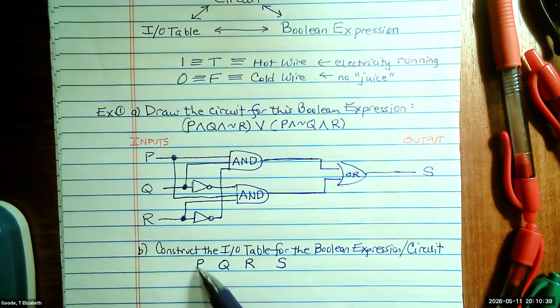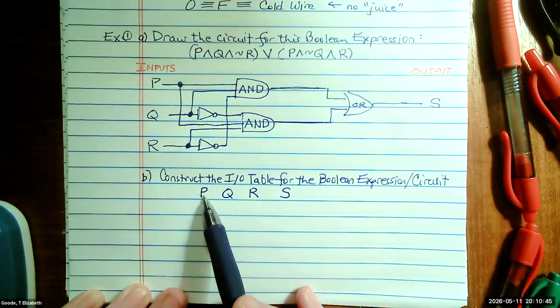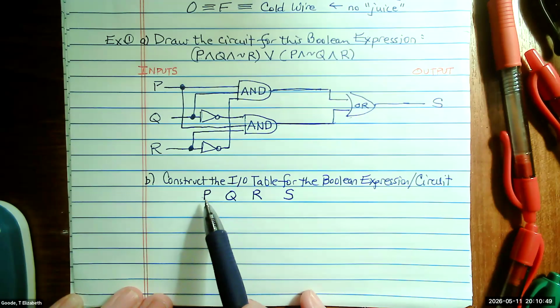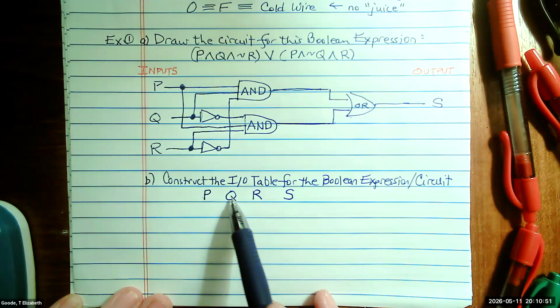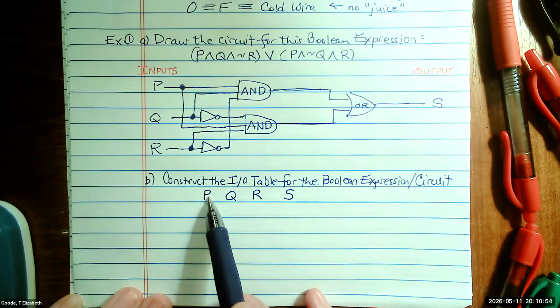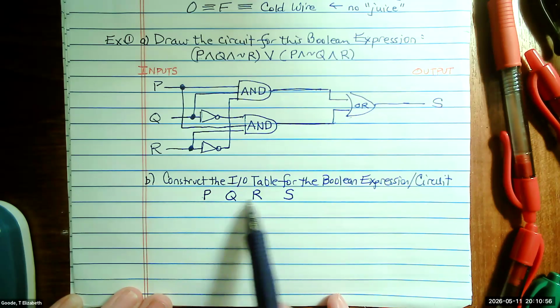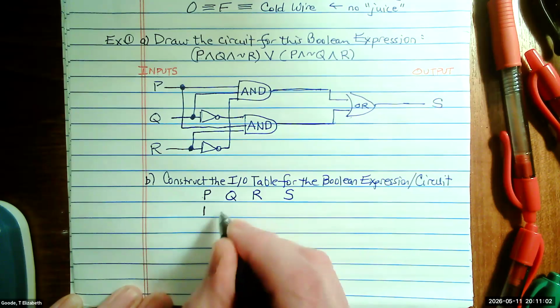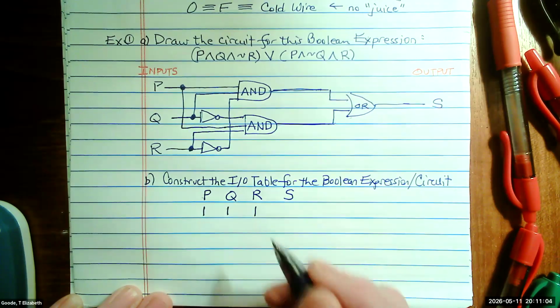Now, because we have three inputs, we're going to have 8 rows. Because we have two choices for P, it can be a 1 or a 0, because it can be a hot or a cold wire. Same for Q, same for R. So we have 2 times 2 times 2, or 8 different possibilities for the input wires. For example, they could all be hot.